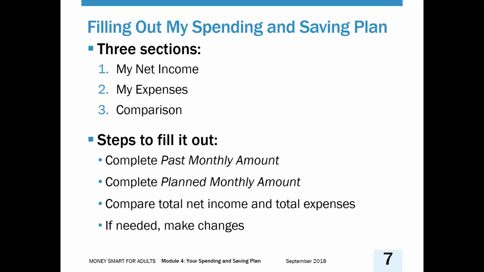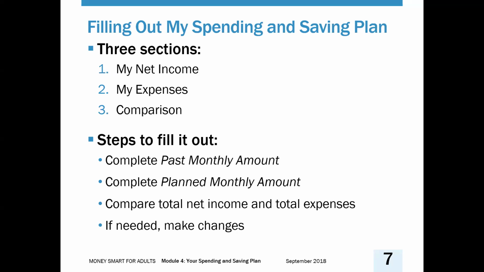The third part is a comparison of your total net income and your total expenses to see if they're in alignment with each other. And what we mean by aligned is, does your income cover all of your expenses? And again, there are detailed instructions in the participant guide on how to do this.